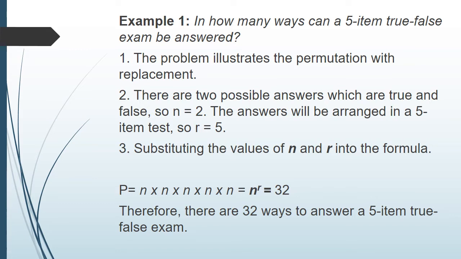Substituting the values of n and r into the formula, P is equal to n times n times n times n times n, which is equal to n to the power of r, which is equal to 32. Therefore, there are 32 ways to answer a 5-item true-or-false exam.